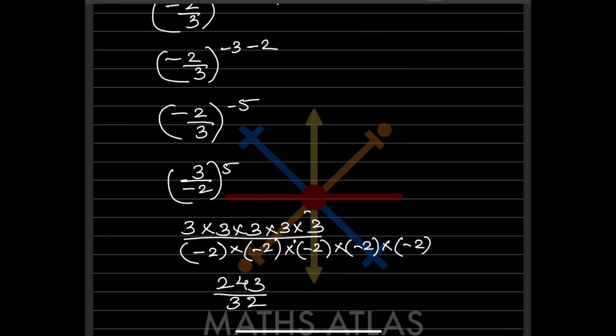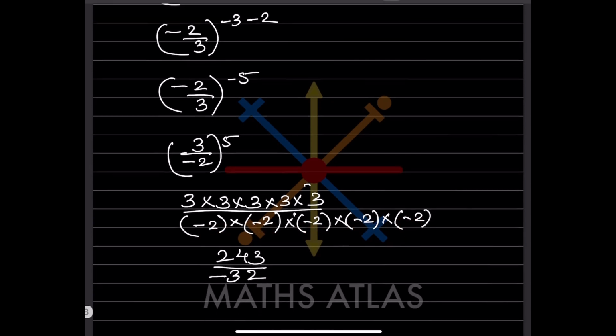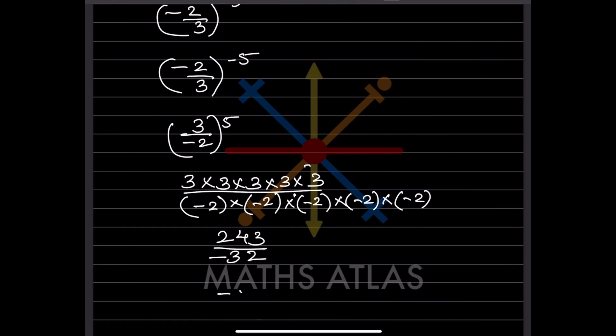But now let us see the negative sign. We have 1, 2, 3, 4, and 5. So this is an odd number, so you are going to write here minus 32. So this also can be written as minus 243 by 32. So this is the answer.